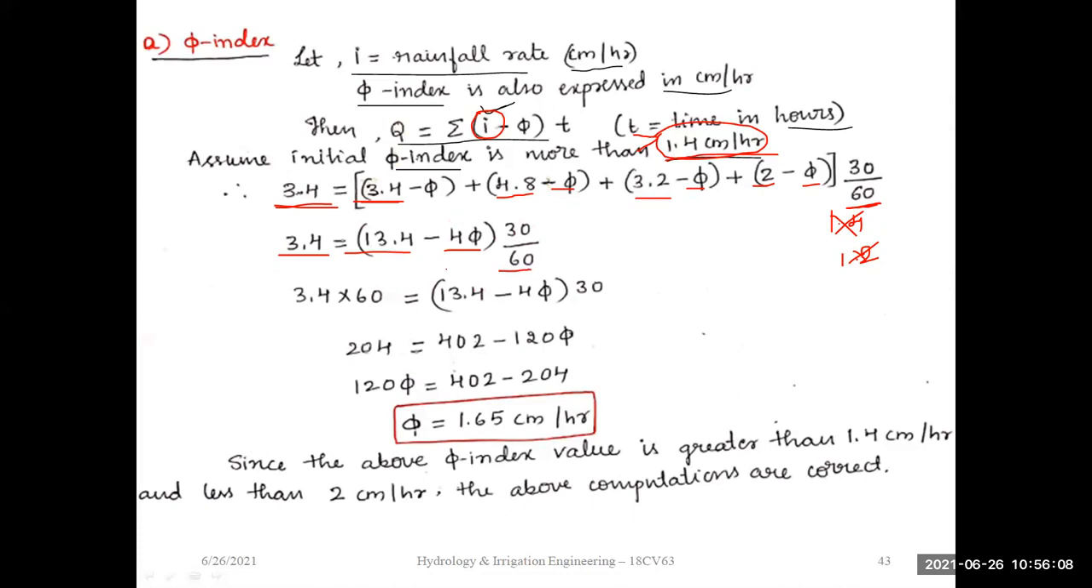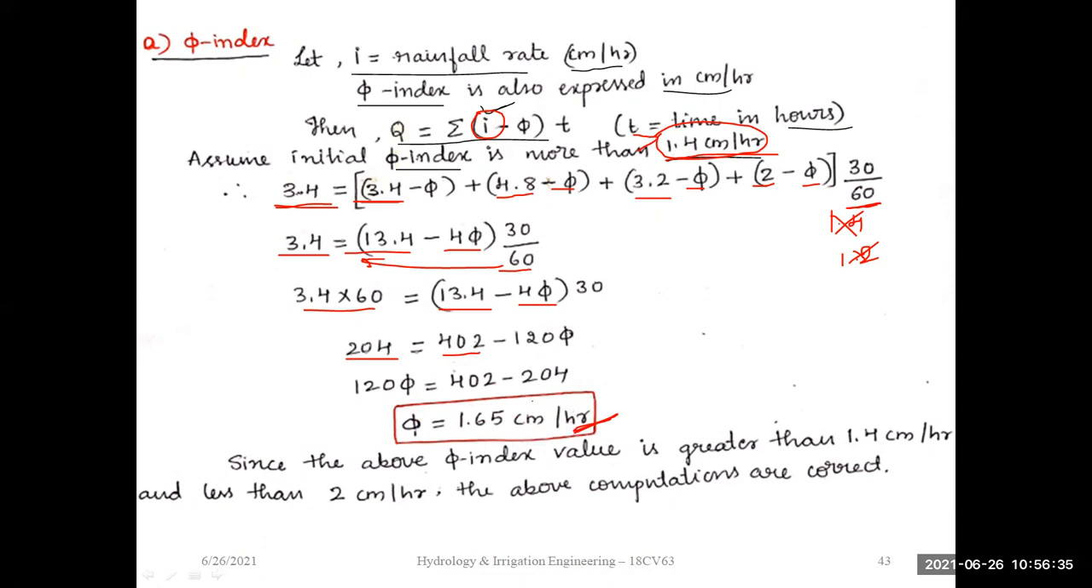Okay. So if you simplify this, we'll send this 60 to the left hand side. So 3.4 into 60 is equal to 13.4 minus 4.5 into 30. And so you'll get 204 is equal to 402 minus 125. So if you simplify this, you'll get the phi value, that is the phi index, 1.65 centimeter per hour.